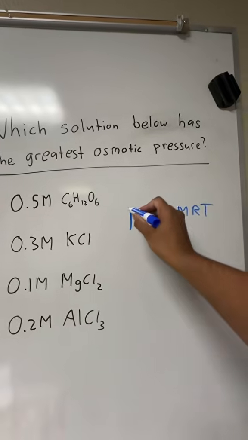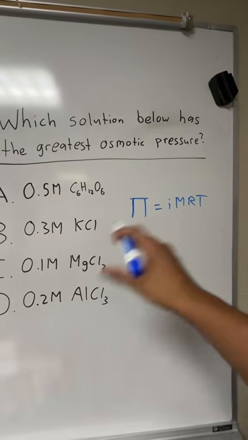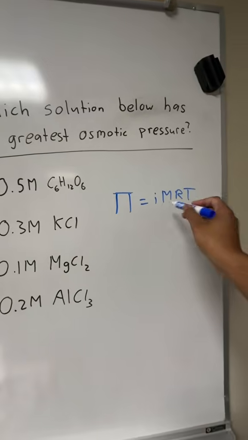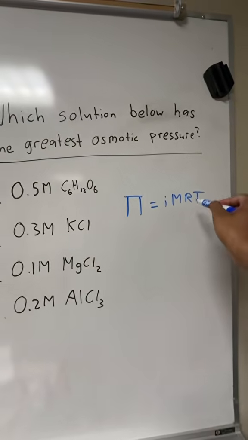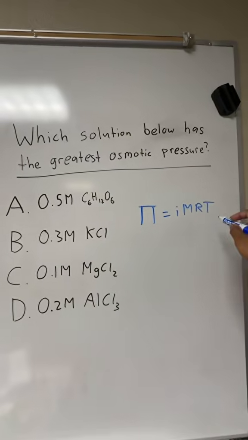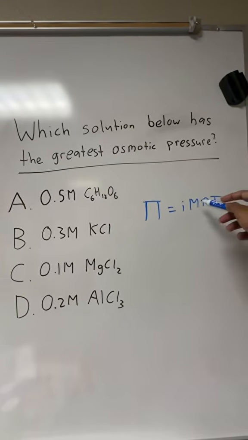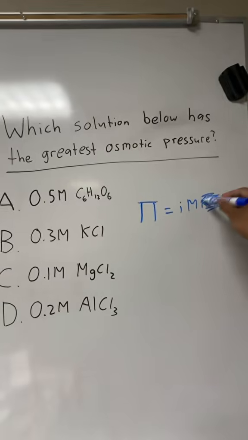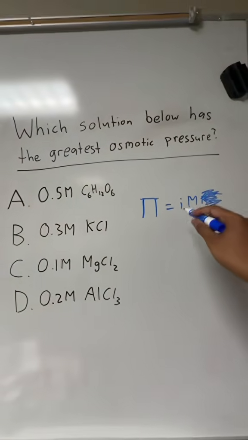i is your van 't Hoff factor, which is the number of ions that your solution or your molecule breaks up into. M is your molarity, or your concentration. R is a gas constant, and T is your temperature. We're not given anything about temperature, and R is constant, so we're going to assume that the temperature stays constant. We're going to ignore both of them, because they're going to be the same for all of them. So we're only looking at i and M.